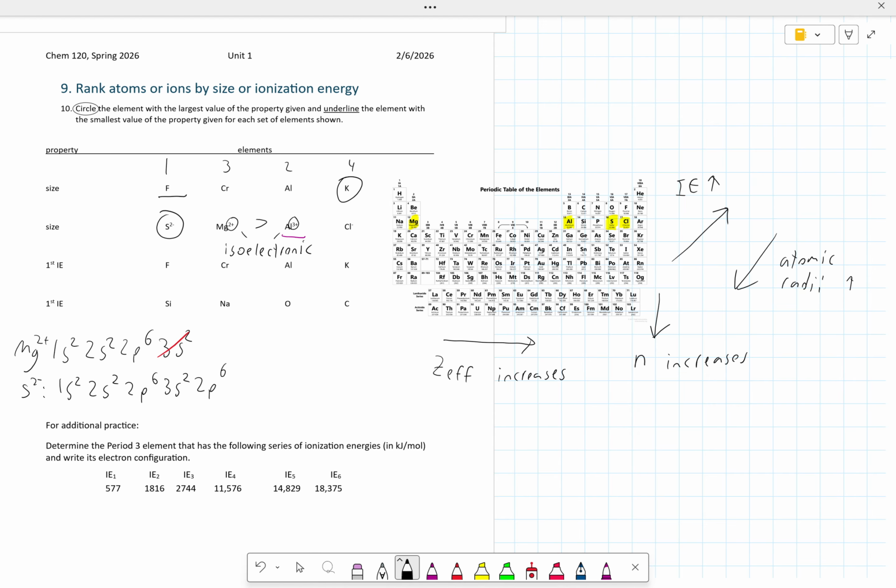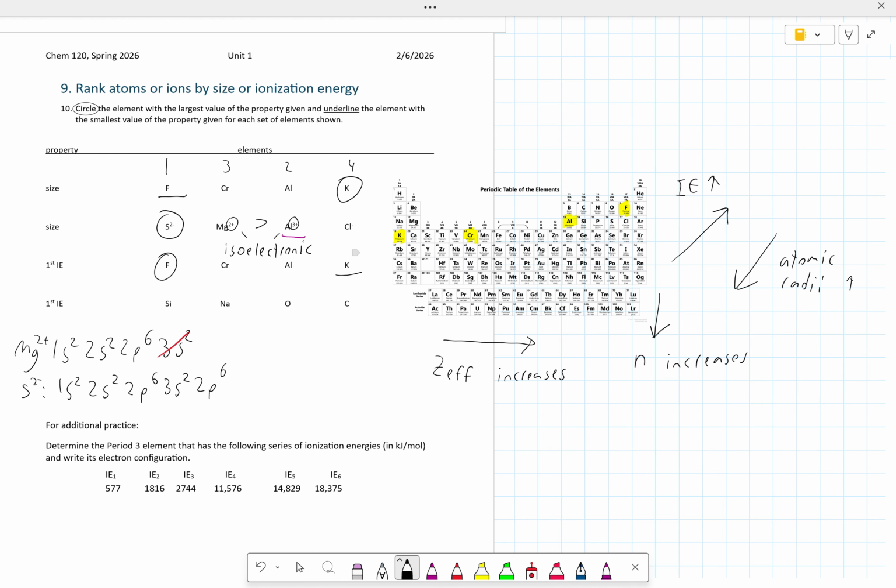Now let's talk a little bit about ionization energy. Again, we've got our trick here. Ionization energy increases as I go up and to the right. And so I can see right away that between fluorine, chromium, aluminum, and potassium, fluorine is the one that's furthest up and to the right, and potassium is the one that's furthest down and to the left. And so that tells me that fluorine is going to have the biggest ionization energy, and potassium is going to have the smallest ionization energy. So we very quickly size this up just from that up and to the right trend.